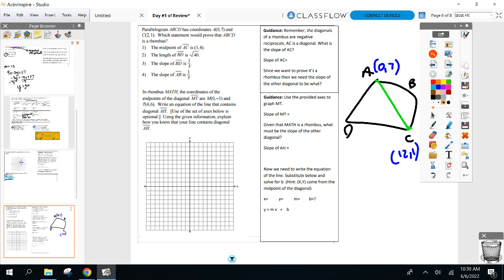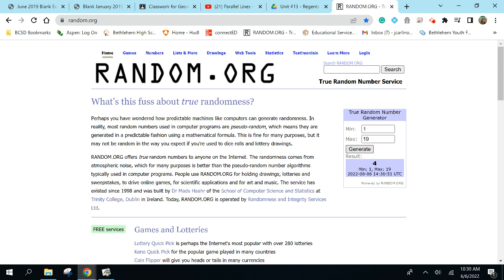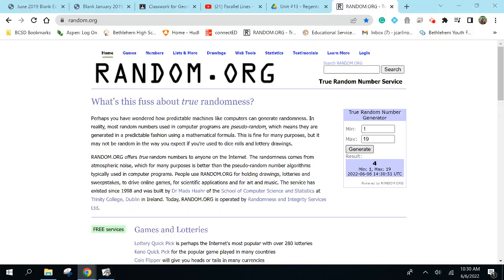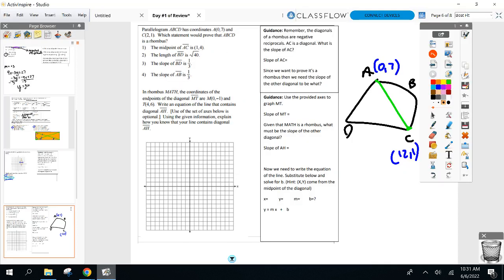And this is a rhombus, or what would make it into a rhombus? What do you know about the diagonals of a rhombus? Look back at your sheet if you need to. We just went over it in the previous problem. Diagonals of a rhombus are perpendicular to each other. So if this is going to be a rhombus, AC's got to be perpendicular to BD.